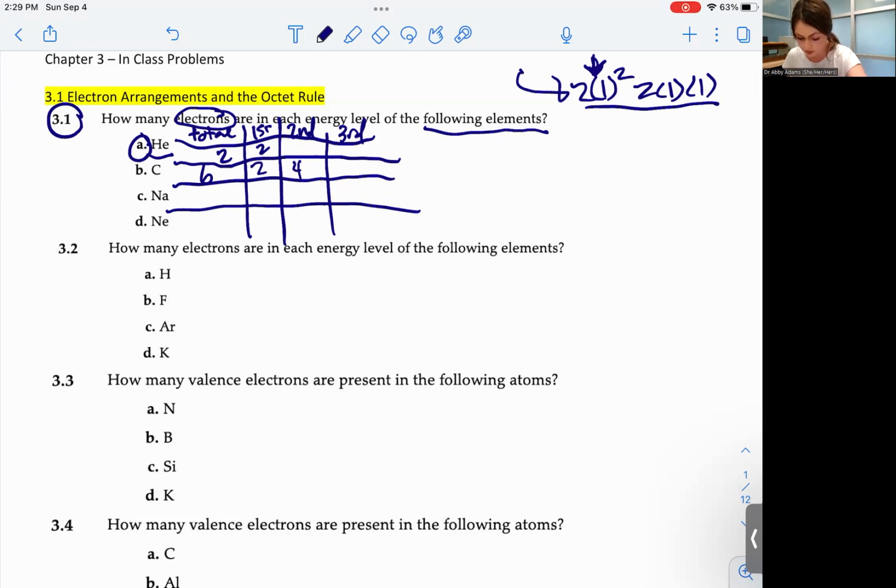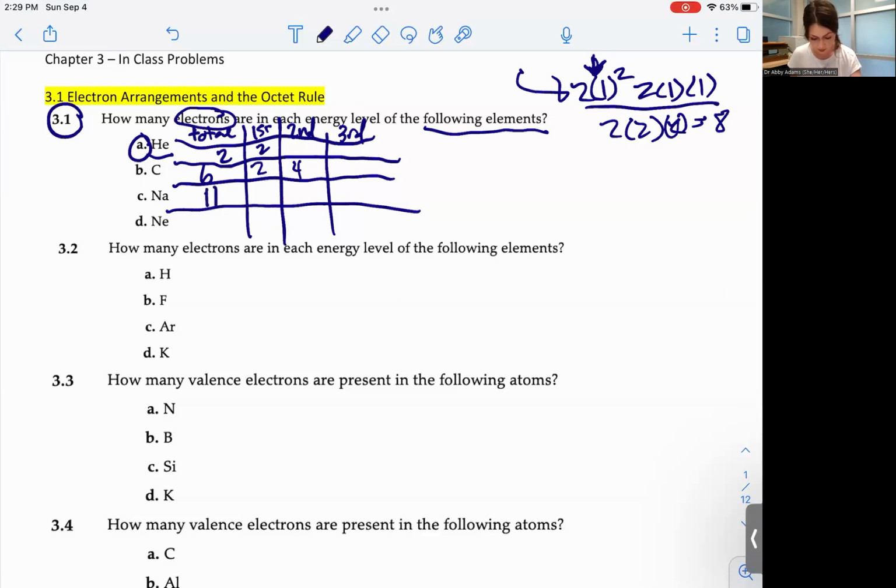Because if you're looking at the second energy level or the second period, you can do that math, and you see that you can fit 8 electrons. So you definitely can fit 4 in that second energy level. And you're done. So now we can do sodium.